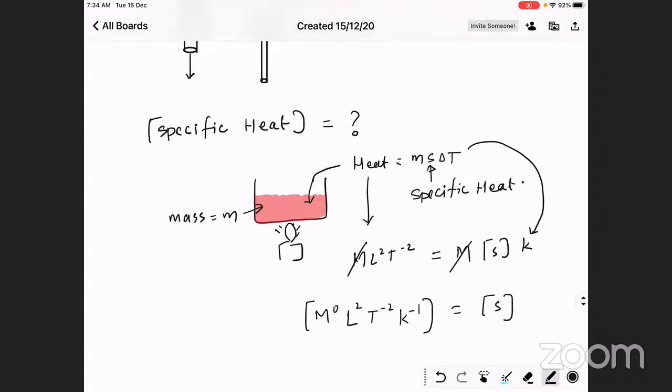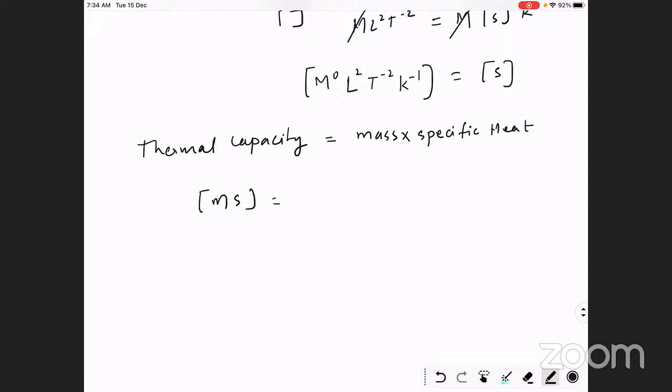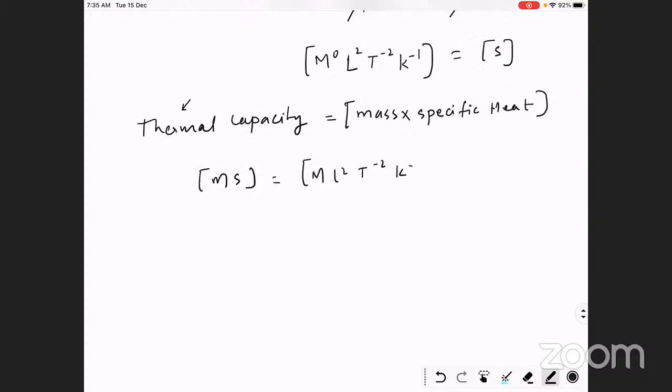Now write next, thermal capacity. Do you know what is thermal capacity? Thermal capacity is mass into specific heat, ms. So what should be the dimensional formula of ms? M L2 T minus 2 K minus 1. Am I right? Multiply mass into specific heat, you will get thermal capacity. Could you understand that?